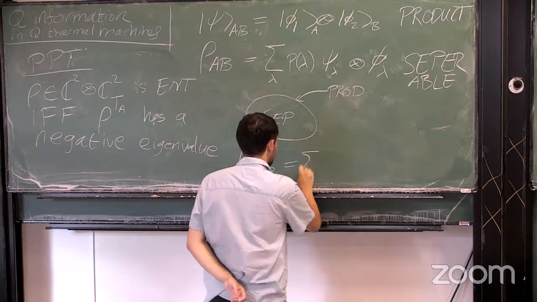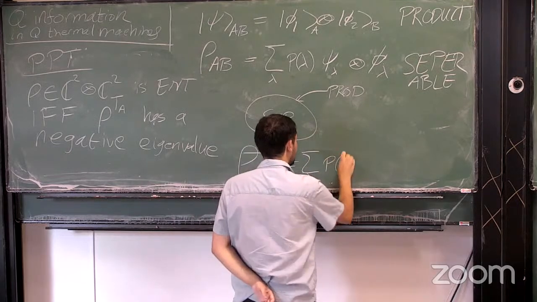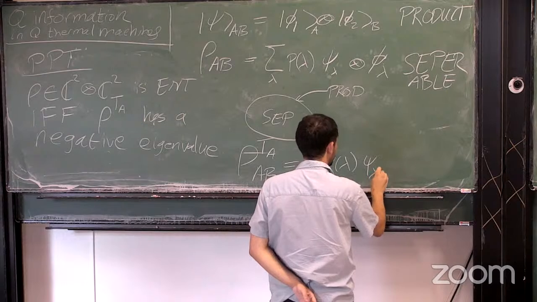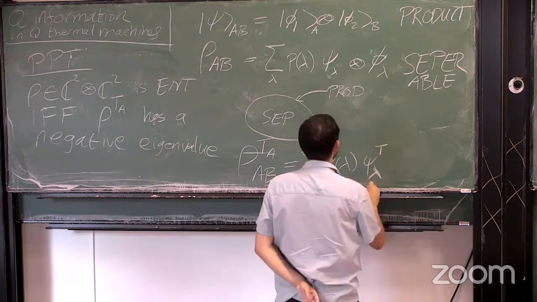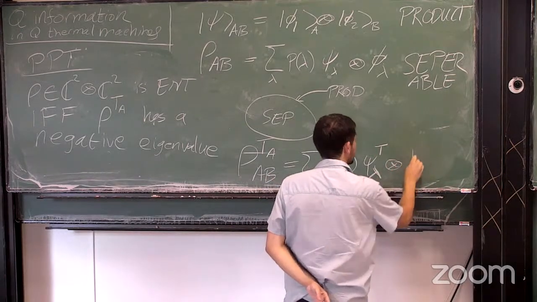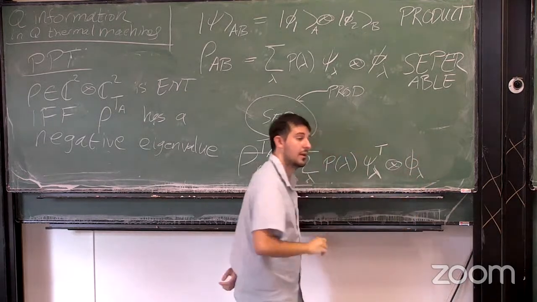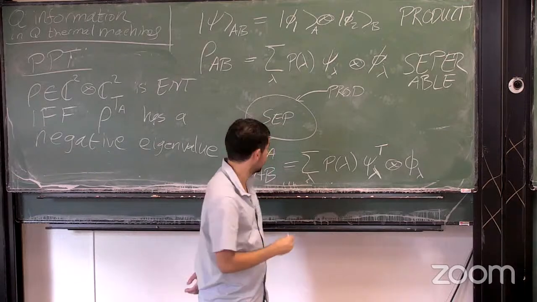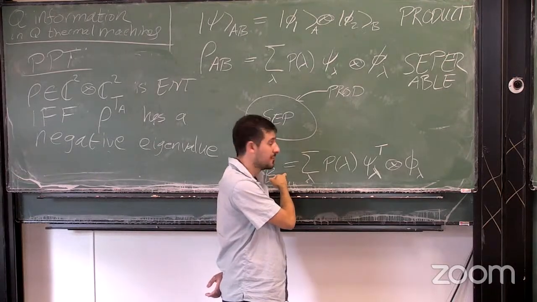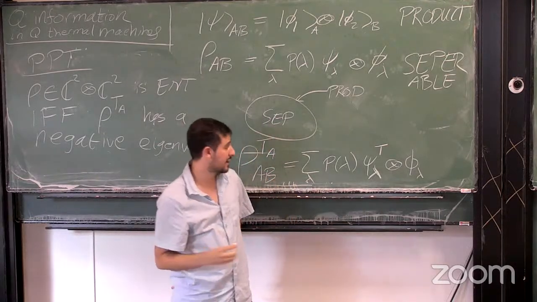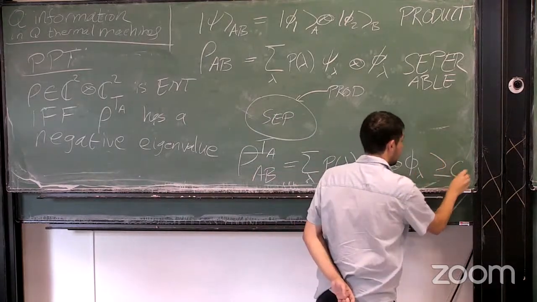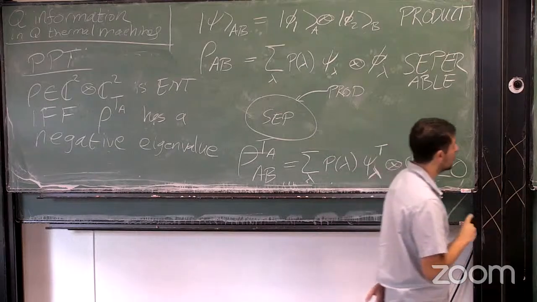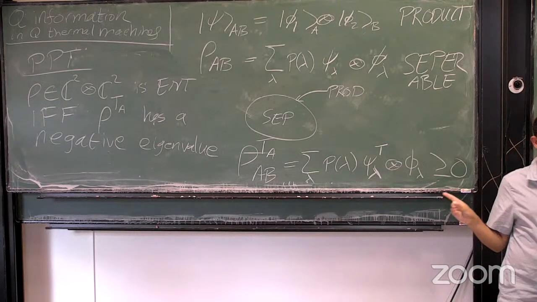You still have your probabilities, but now system A gets a transpose. So you have the transpose, and then nothing happens on your other system. But of course, the transpose of a quantum state is just another quantum state. So this whole thing is a quantum state. And quantum states have positive eigenvalues. So that's the end of the business. There is no negative eigenvalue. But this doesn't have to be true for entangled states, and for qubits, it's necessarily not true.